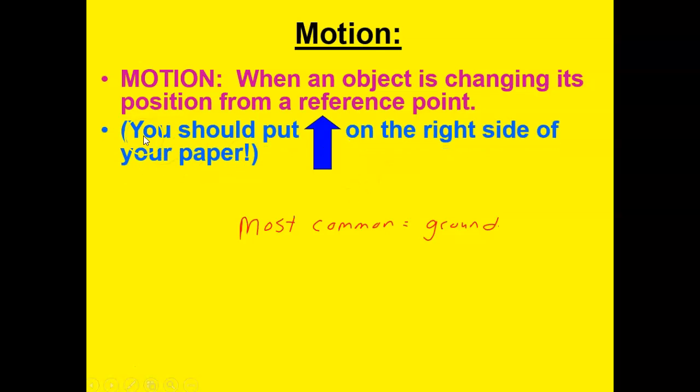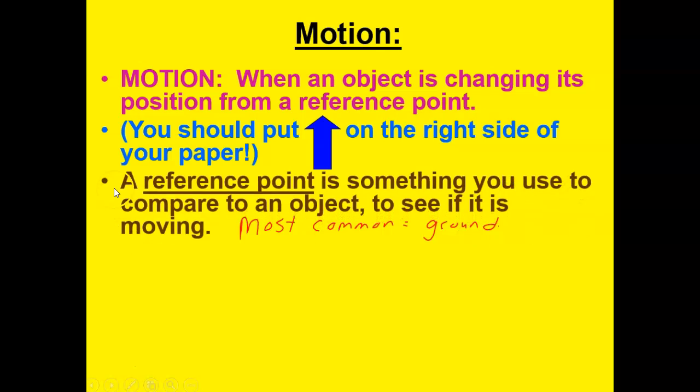Okay, now don't worry about writing this down for distance learning, okay? But we should know what a reference point is. It says a reference point is something you use to compare to an object to see if it's moving. So the most common reference point you use is probably the ground, or maybe a tree that's touching the ground, or a building touching the ground.